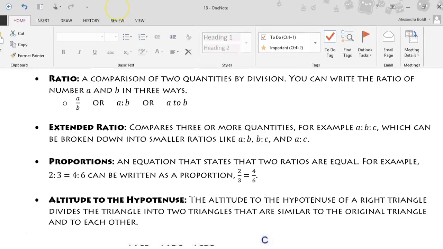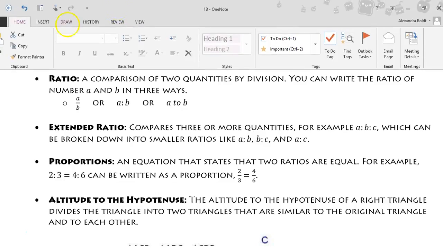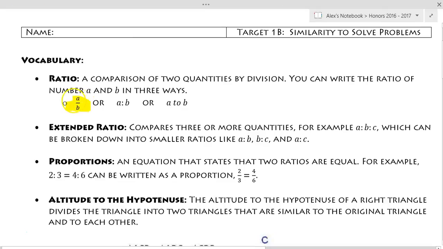The one we're going to use most, pretty much exclusively, is the fraction. All right. So it's comparing those two quantities. It's saying this to this, okay? Just like our scale factor was comparing.